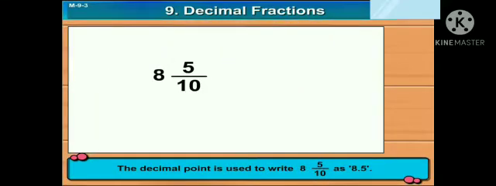The decimal point is used to write 8 5/10 as 8.5. This is read as 8.5. The second example is 23/10. How do we write 2.3? 7 tenths can be written as 0.7. 7/10 is the usual way of writing the number and 0.7 is the decimal way. I hope you understood these examples.